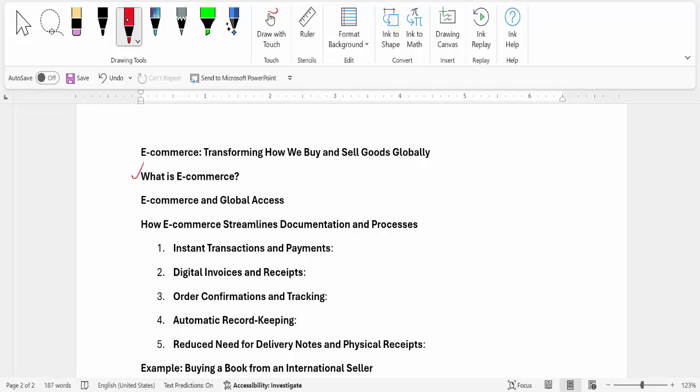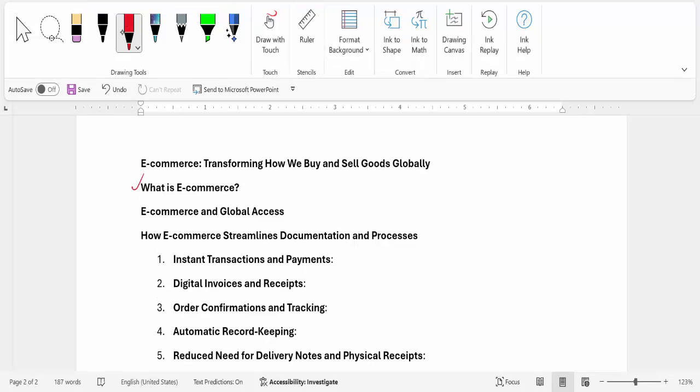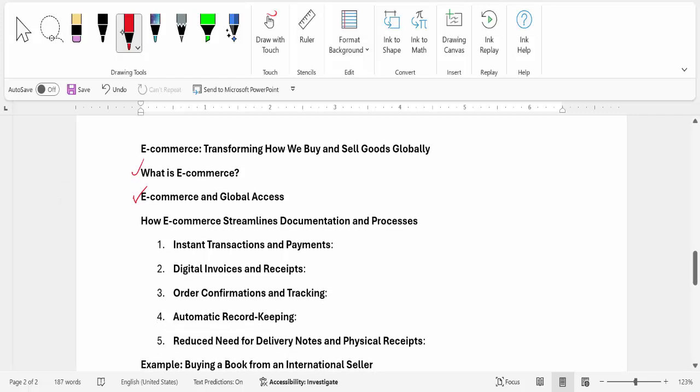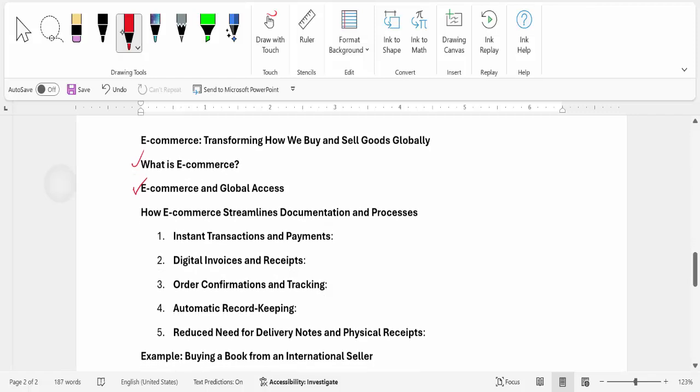The most significant benefit of e-commerce is its ability to connect buyers and sellers worldwide, enabling global trade on a scale that was once unimaginable. E-commerce and global access. One of the most exciting aspects of e-commerce is how it allows people to buy products from virtually any part of the world. For example, if you're living in Australia, you can easily buy a book published in the United Kingdom or the United States without ever setting foot outside your home.